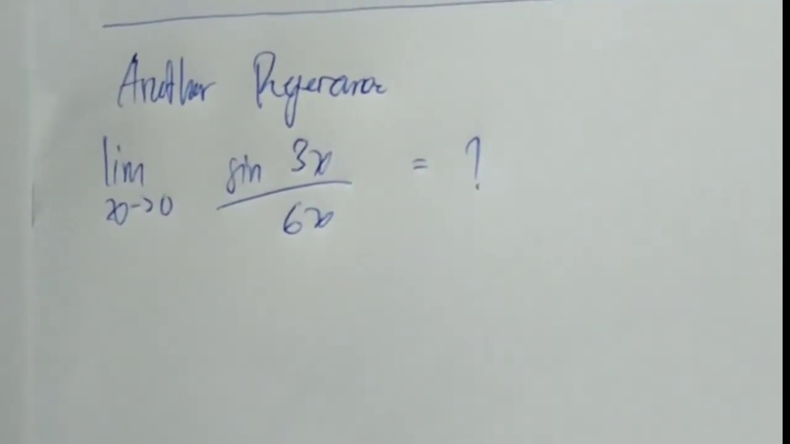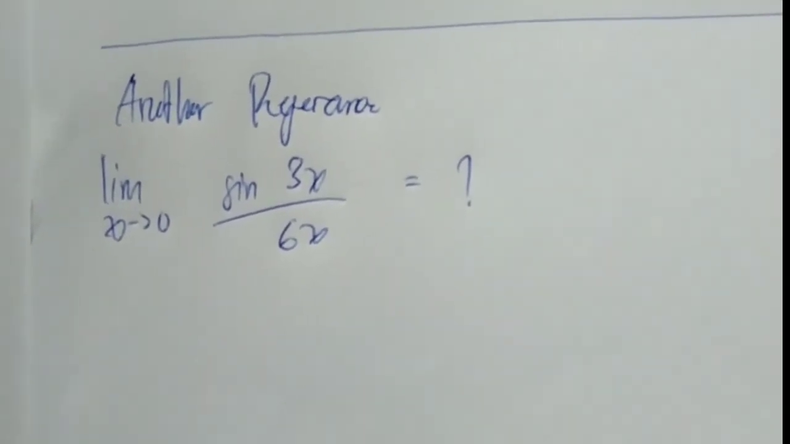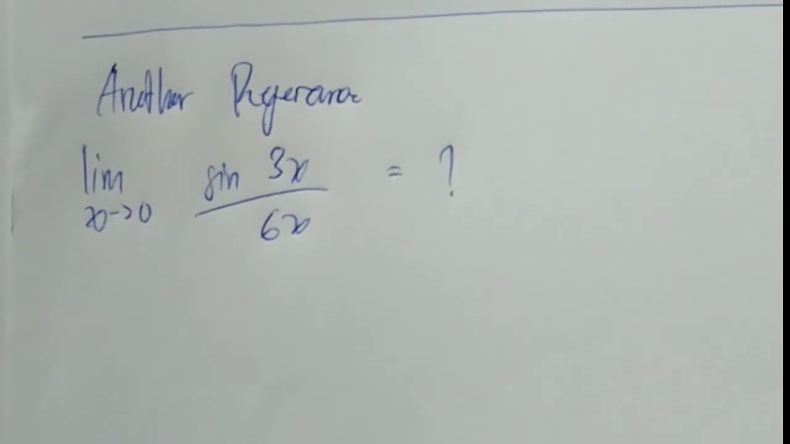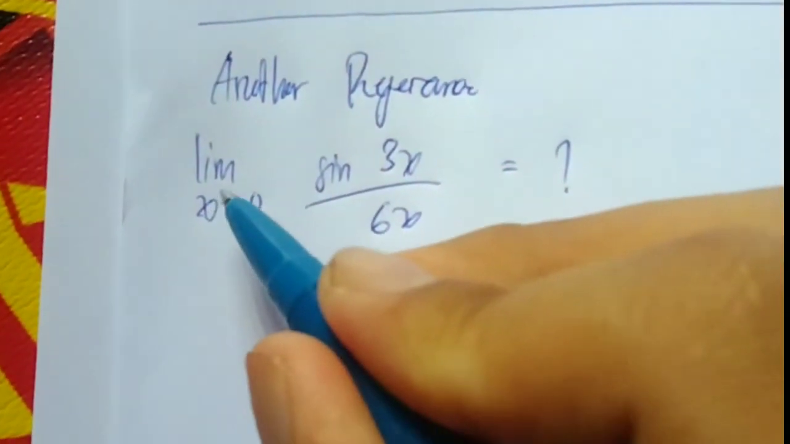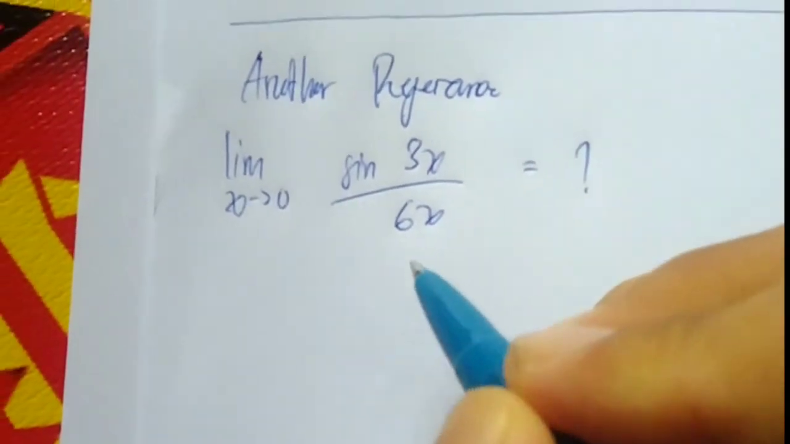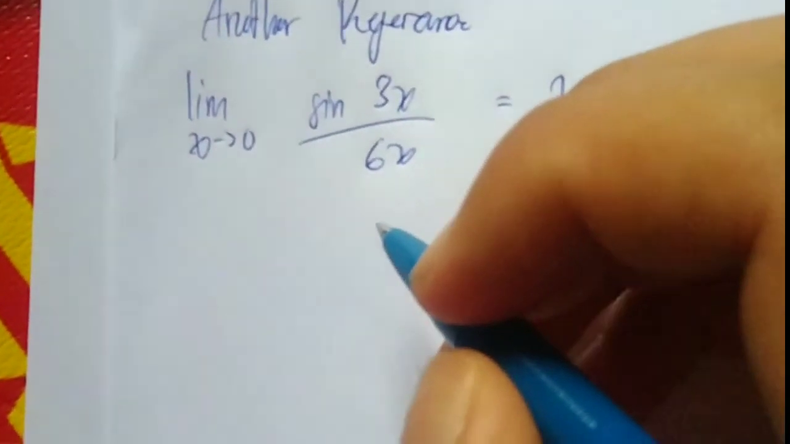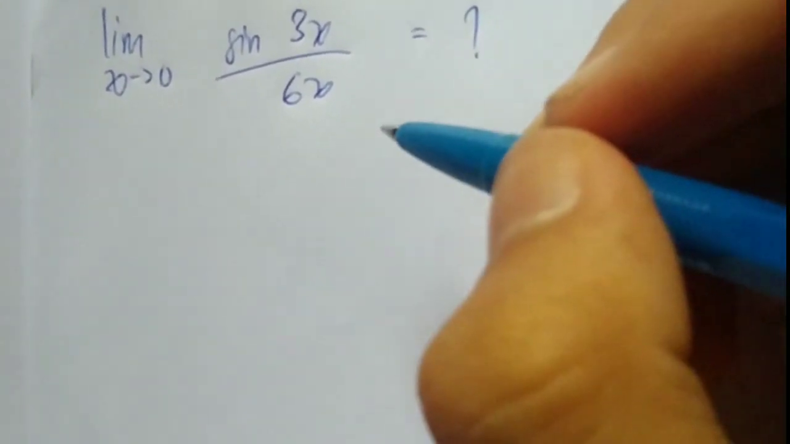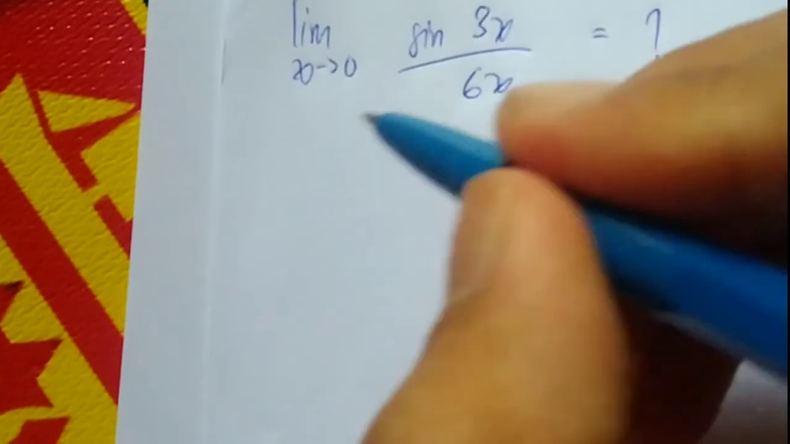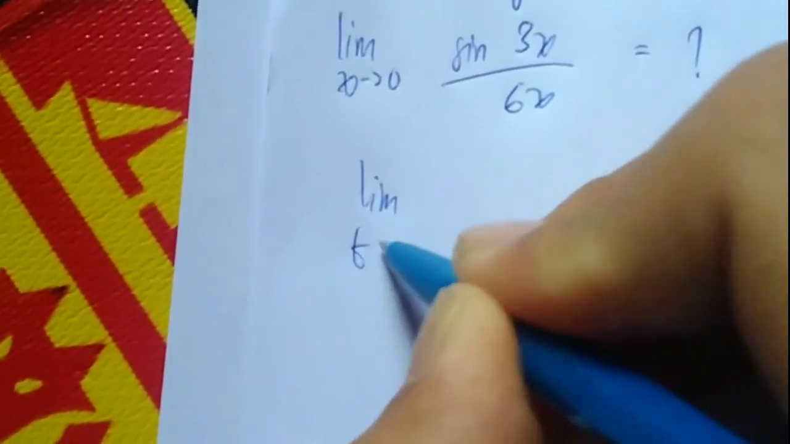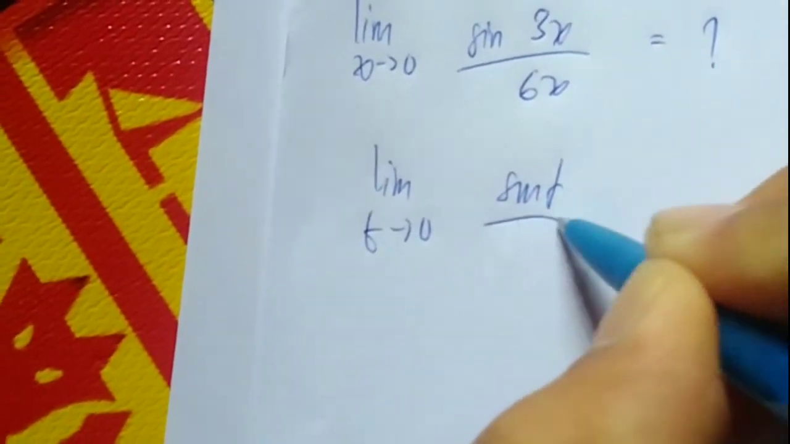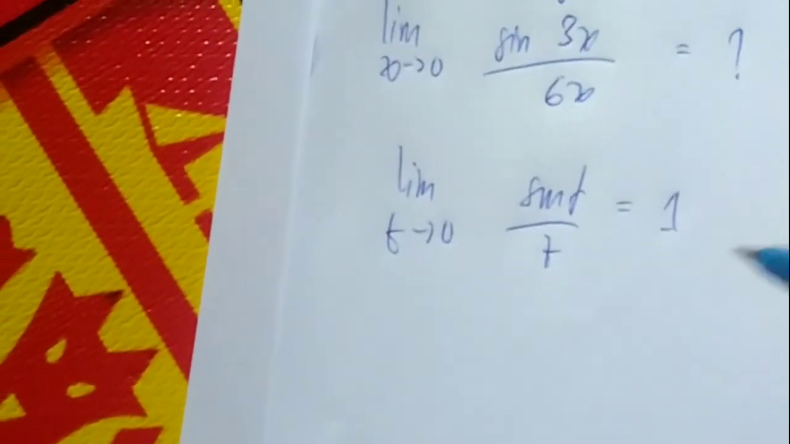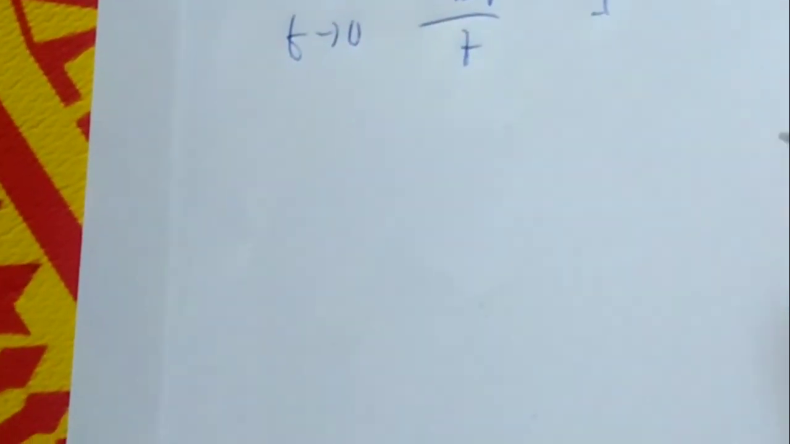Okay, this is the next example. The next example I took from Google. Here we have limit x to 0 of sin 3x per 6x. To solve this question, we still use the same equation: limit t to 0 of sin t per t is equal to 1, and then we can solve this.